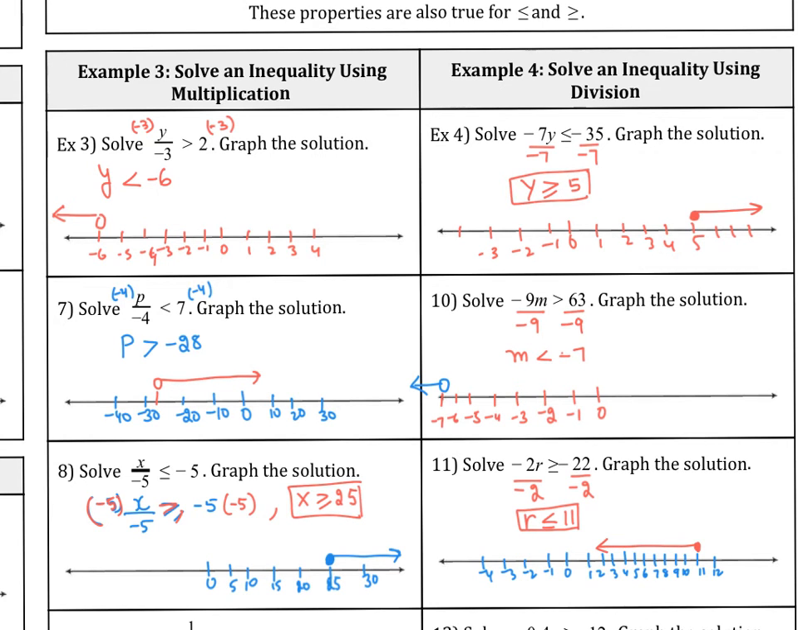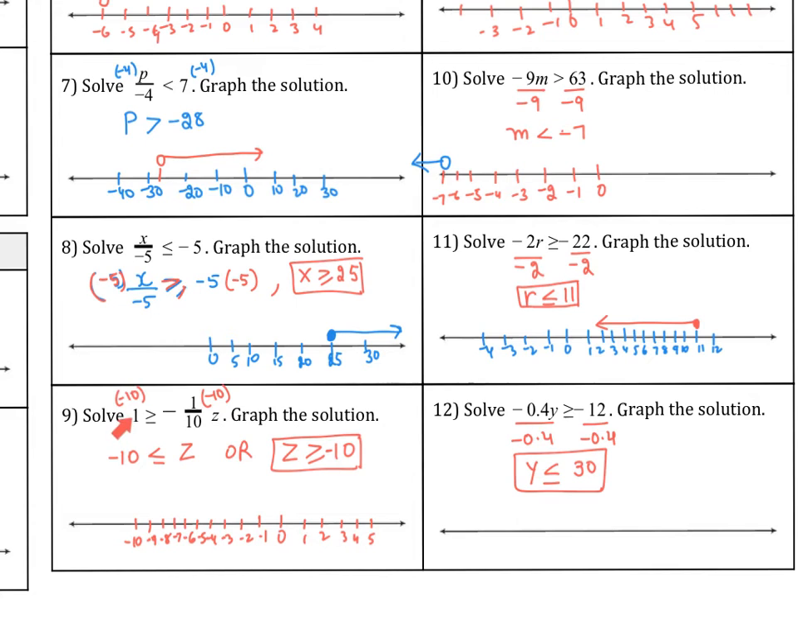For number 9, we're going to solve for z. It means we need to remove the 10 from the bottom and a negative sign. So we're going to multiply both sides by negative 10. This negative cancels with this negative, and 10 is cancelled with 10. So negative 10 is going to be less than or equal to z. Remember to switch the inequality. In other words, we're going to rewrite this as z is greater than or equal to negative 10.